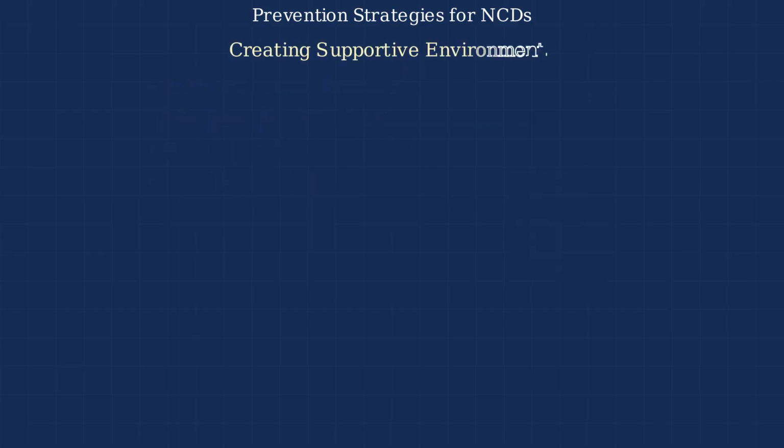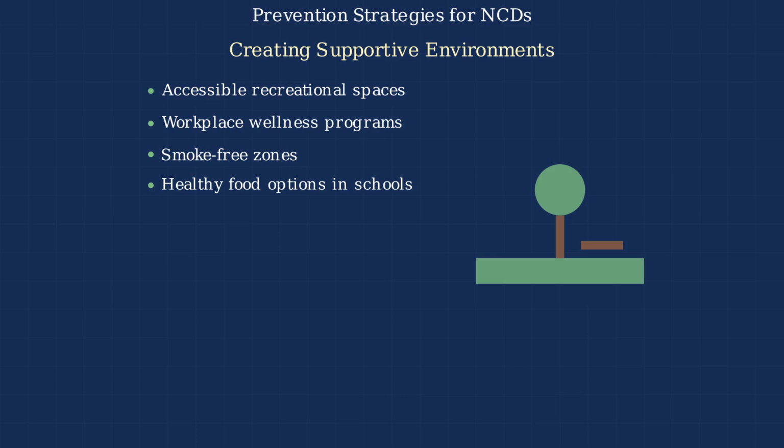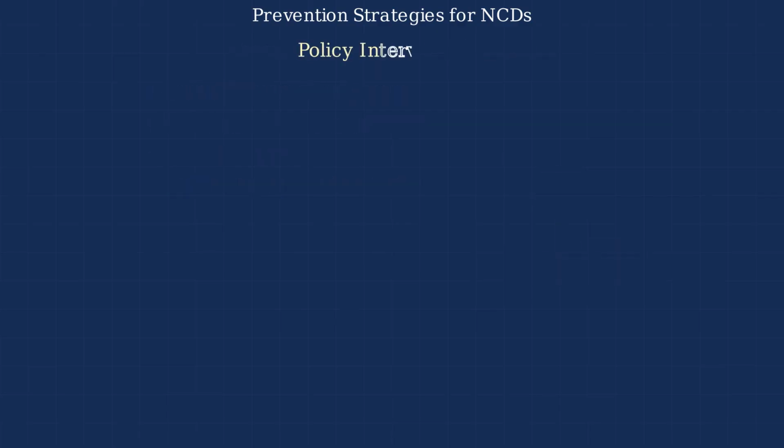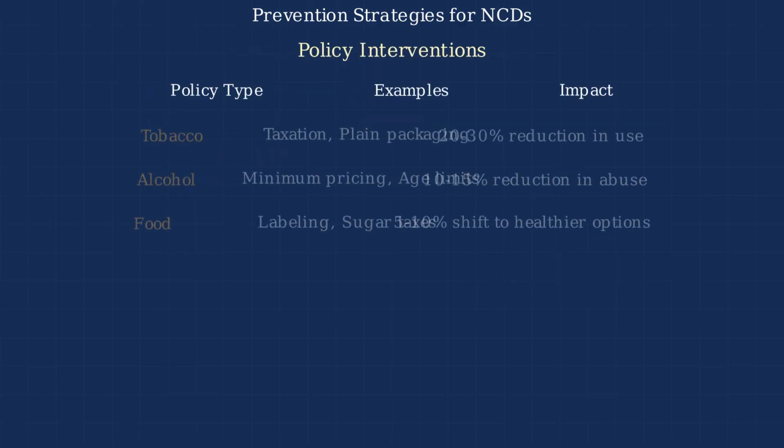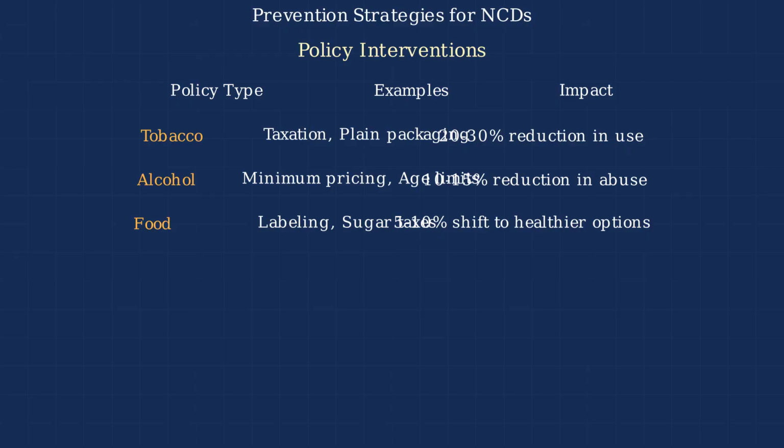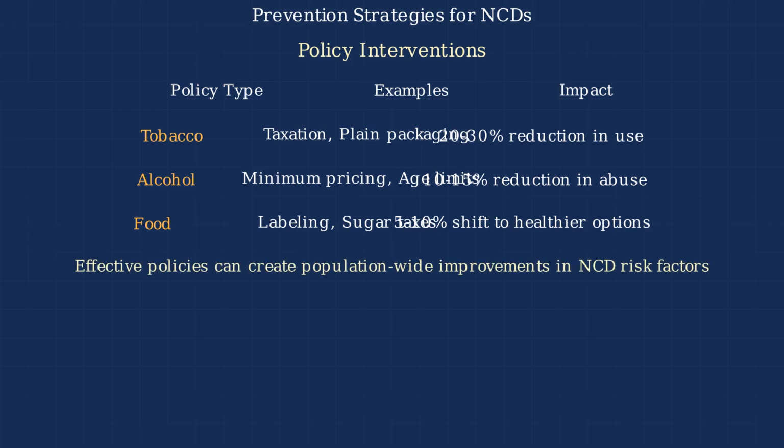Creating supportive environments makes healthy choices easier for people. This includes providing accessible recreational spaces, implementing workplace wellness programs, establishing smoke-free zones, and ensuring healthy food options in schools. Policy interventions are powerful tools governments use to influence health behaviors on a population level. These include tobacco taxes and plain packaging, alcohol minimum pricing and age restrictions, and food labeling requirements and sugar taxes. These policies can lead to significant population-wide improvements in NCD risk factors, with tobacco interventions showing the highest impact.